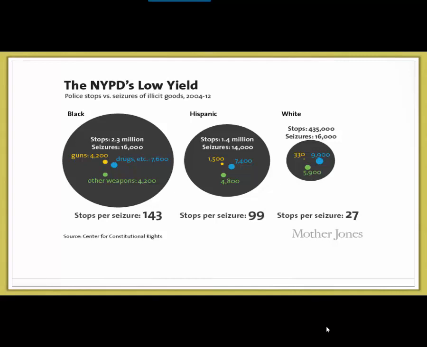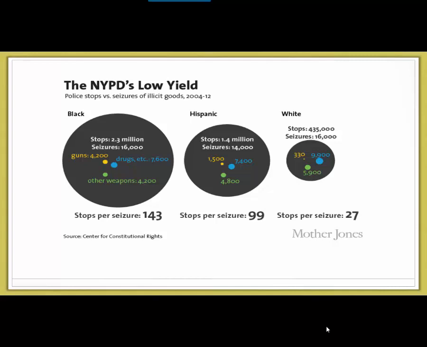So what you see here is the number of stops before a successful seizure. So the lower the number, the better the policing, in the sense that they only had to stop so many of those people before they found a basically good reason for stopping someone. They seized either guns or drugs or other weapons. And so stops per seizure for blacks is 143, for Hispanics it's 99, and for whites it's 27.